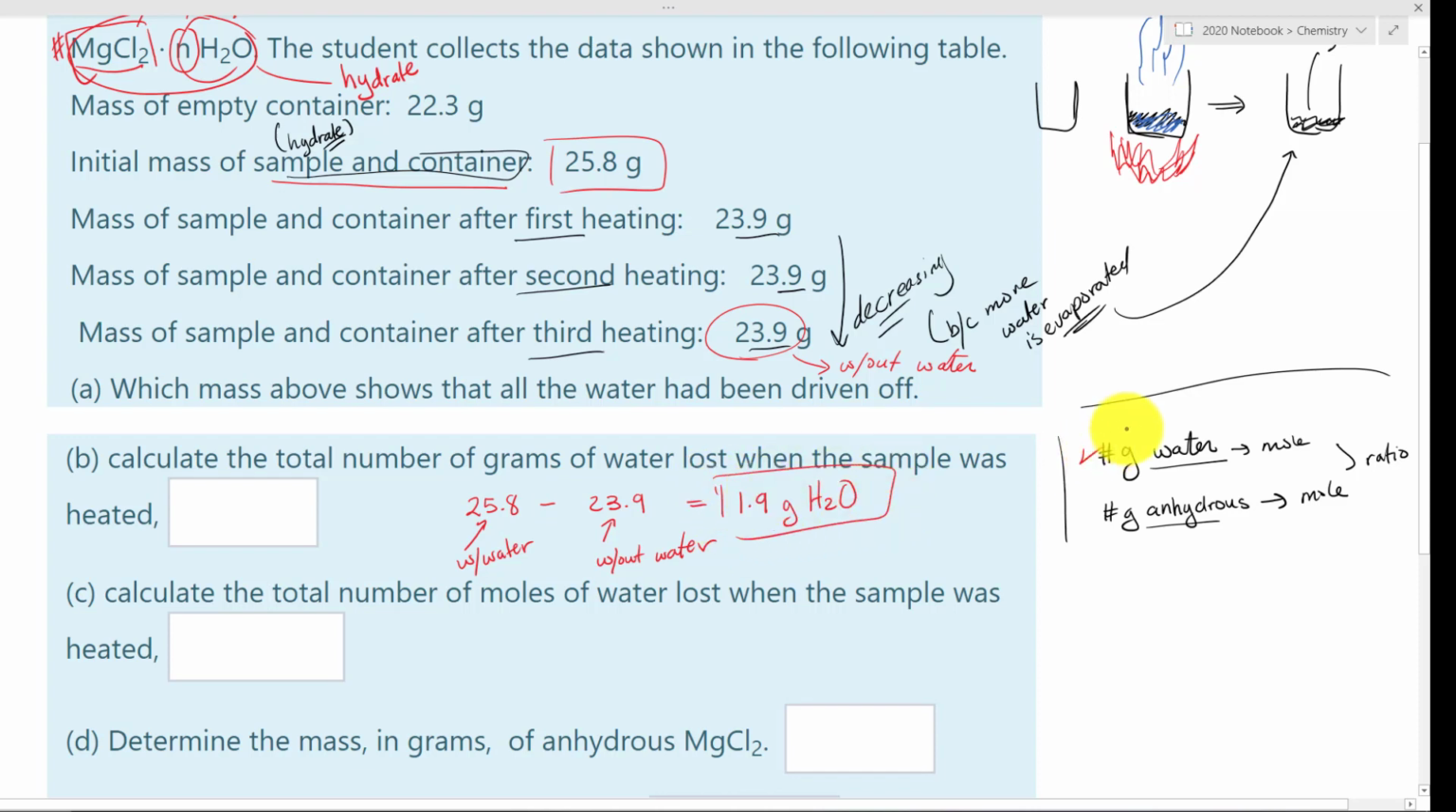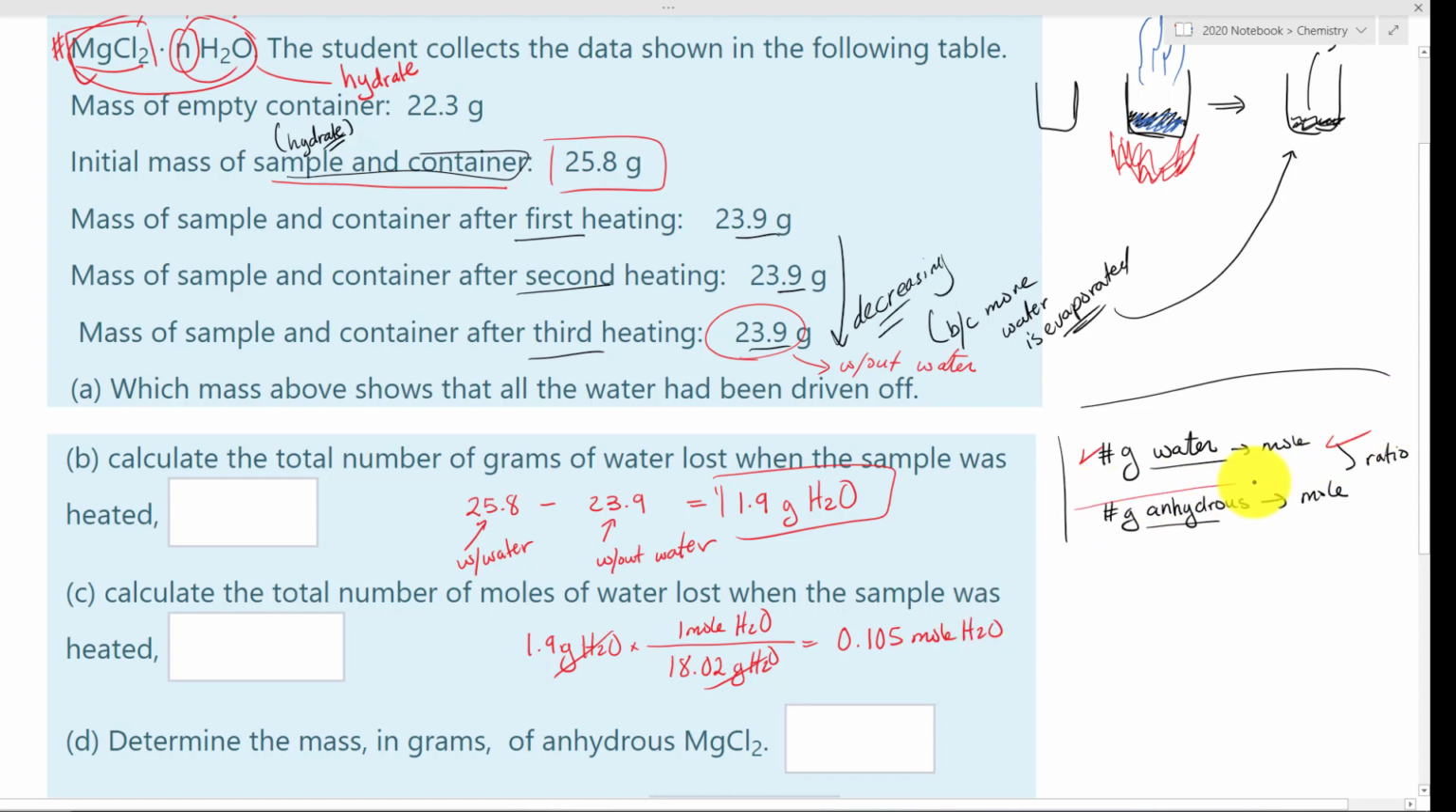Voila, we get our first piece of information. Guess what we're going to do in the next step? We are going to convert to moles, and that's easy. 1.9 grams of H2O times the molar mass. By now, you should remember that this is 18.02 grams of water, and this is 1 mole of H2O. We plug it into our calculator and solve this. This turned out to be 0.105 mole of H2O.